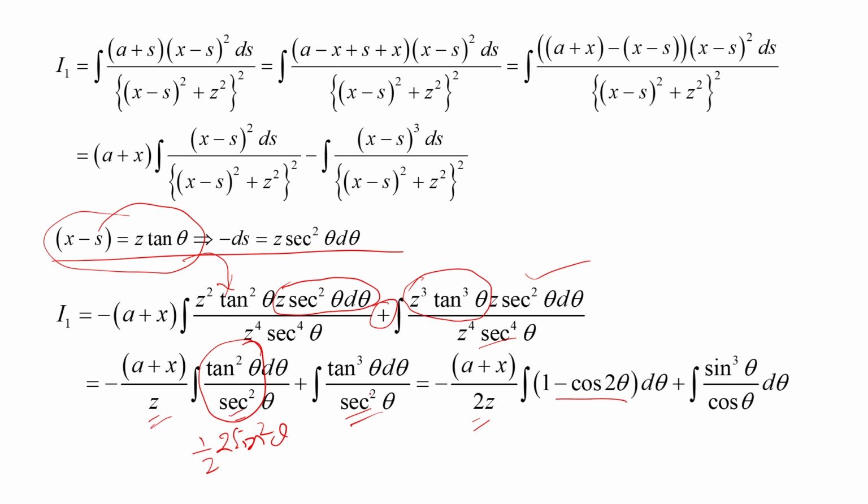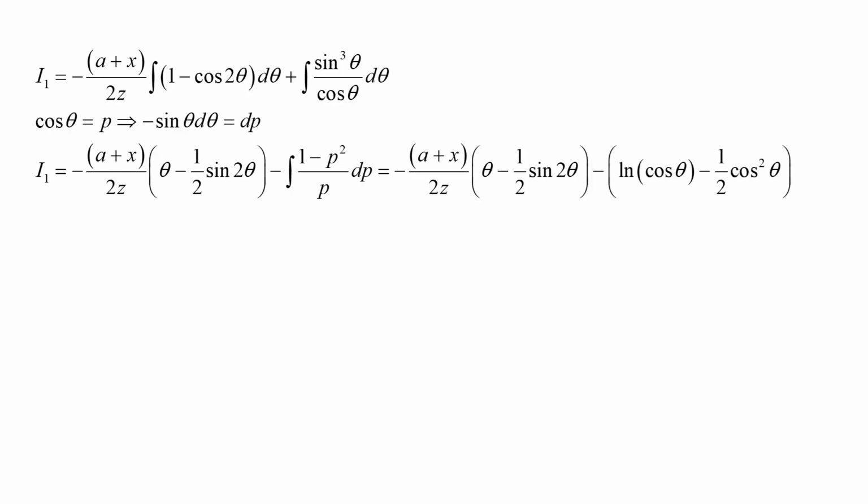Over here we have tan cube theta sec square theta over sec to the fourth, so tan cube theta is sin cube theta by cos cube theta, and with sec square theta we get sin cube theta by cos theta, because sec is 1 by cos. It looks like a lot of equations, but it is actually quite manageable, as you can see. Now we need to integrate this part, and the first part is very easy. It comes out to be theta minus half of sin 2 theta, that is it.